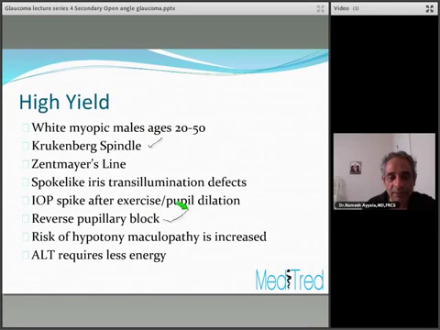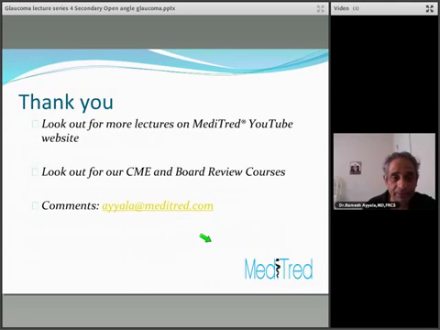reverse pupillary block mechanism, something that you need to understand, and that iridotomy has been found to be of no clinical use in manipulating the clinical course of this disease process. Remember, the risk of hypotony maculopathy is increased if you do perform a trabeculectomy operation in these patients, especially if you want to use mitomycin C. Remember, if you want to do ALT or SLT, it requires less energy because of the risk of pressure spikes.